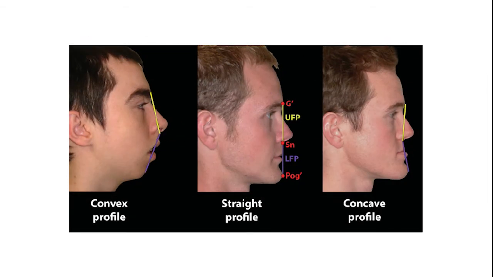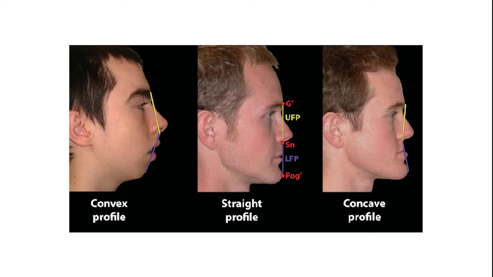The next is the sagittal facial profile contour. The contour of the facial profile may be described as convex, straight, or concave. This concept was described by Albrecht Dürer. With the patient in natural head position, the overall contour of the facial profile may be described by the relationship between two lines: the upper facial plane, connecting soft tissue glabella to subnasal, and the lower facial profile, connecting subnasal to the soft tissue pogonion. In a straight profile, these two lines form a nearly straight line. Such a facial profile is termed orthognathic.